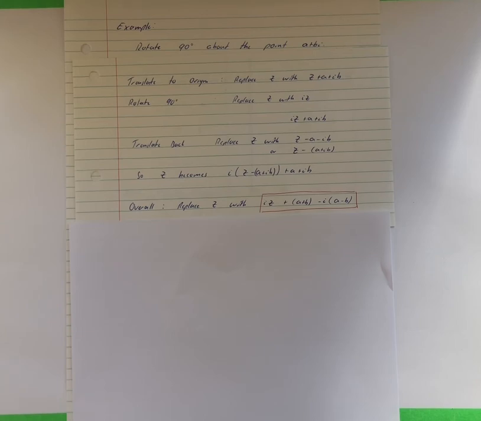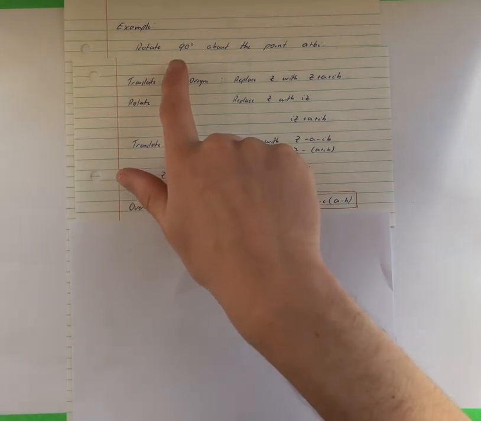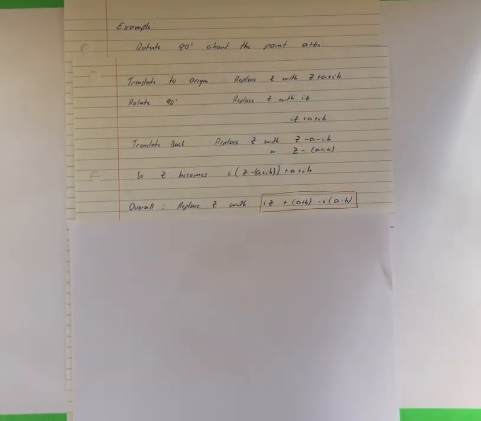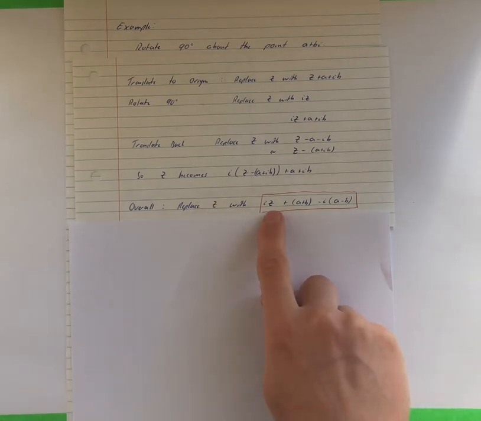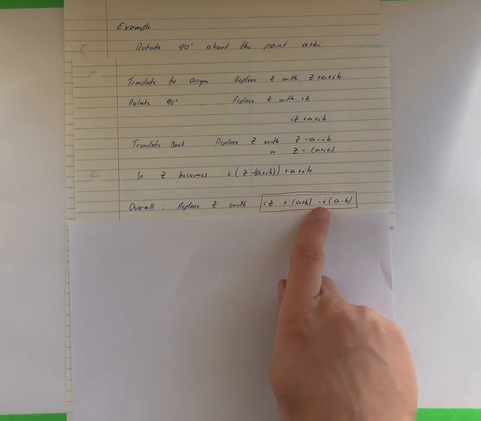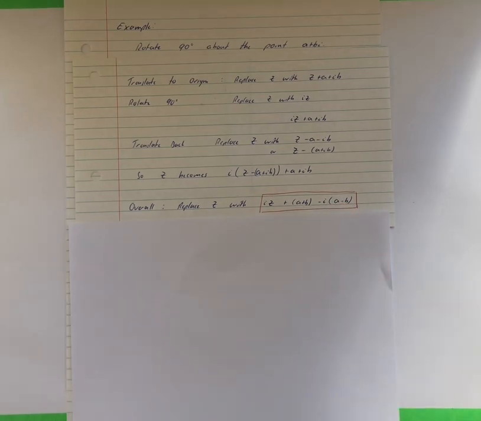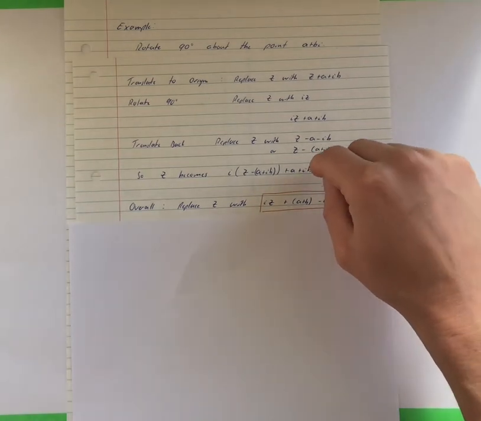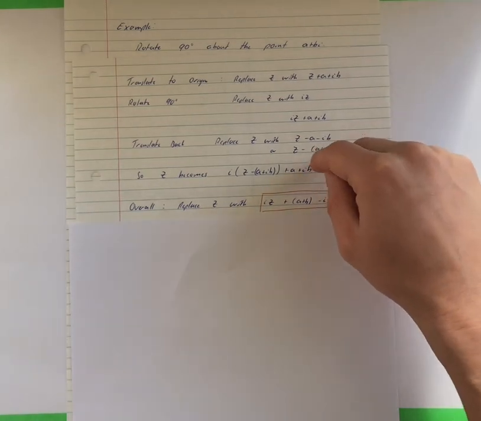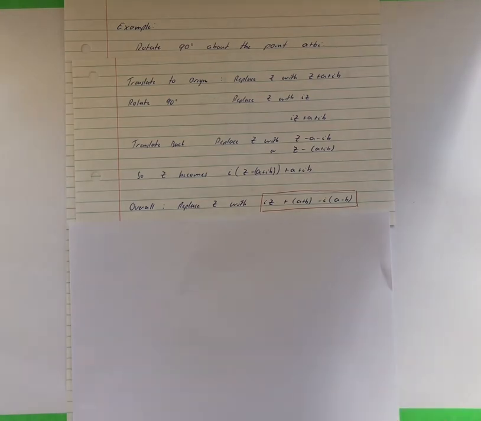So overall, to rotate 90 degrees about a plus bi, this is what we replace z with: iz plus a plus b minus i, a minus b. I recommend you guys work your way from this one to this one. It's not too bad. Maybe just expand everything out and simplify.